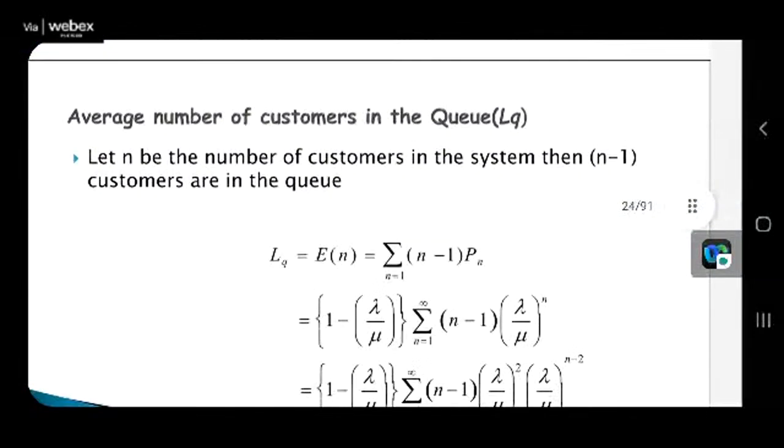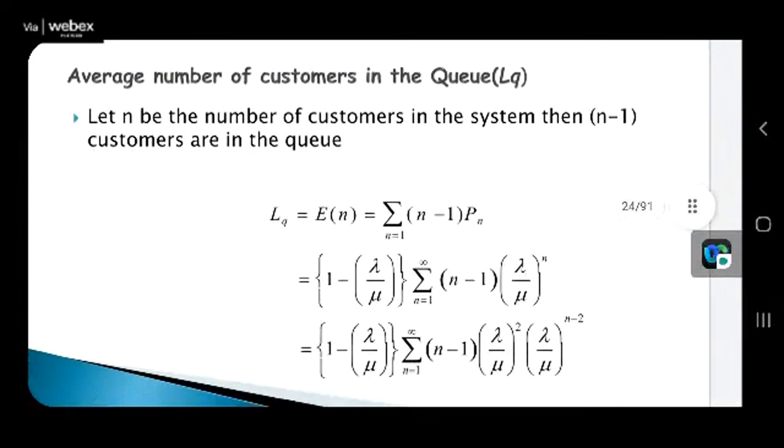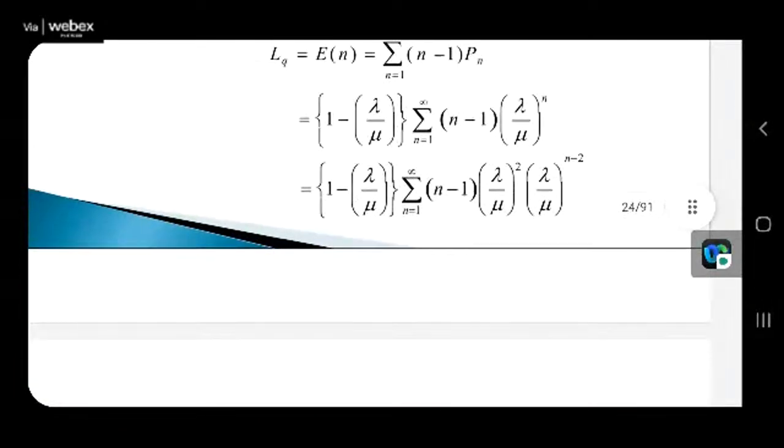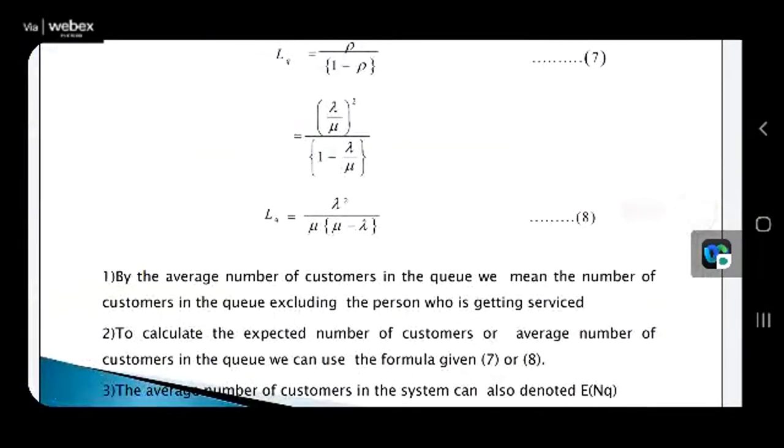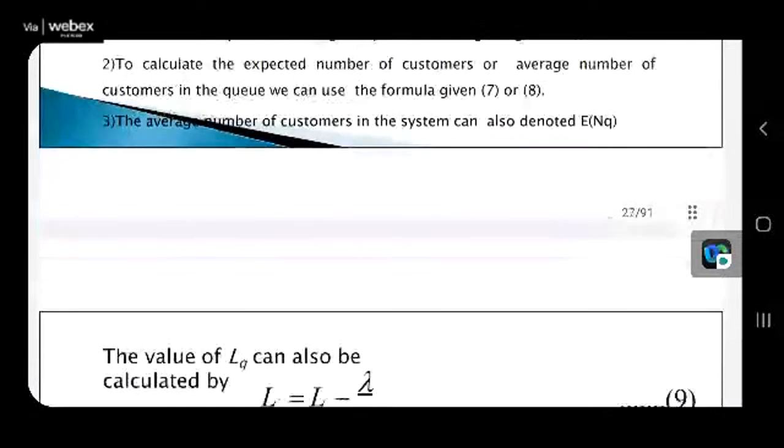Now, I told you, the average number of customers in the queue. So you take n minus 1, because out of n customers present, one customer is already taking the service. I'm just subtracting that one customer. So I take the remaining. Again, you split up that summation and solve, and you will get the formula as lambda square by mu into mu minus lambda. So there it was lambda by mu minus lambda, and here it is lambda square by mu into mu minus lambda. These are the important things to be noted.